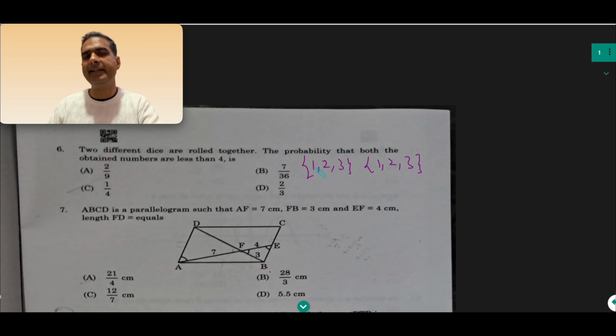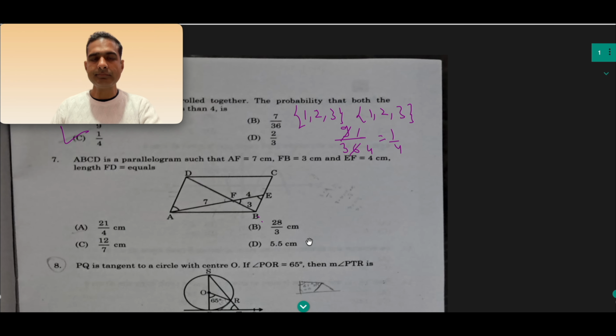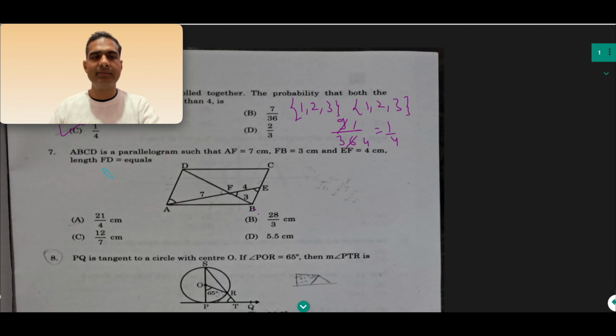If I combine one outcome on the first dice with one outcome on the second dice, there will be 3 into 3, 9 possible outcomes where both outcomes will be less than 4. And total number of outcomes on throw of 2 dice is 36. So 9 by 36 is 1 by 4. So option C will be your answer. Moving to question number 7.